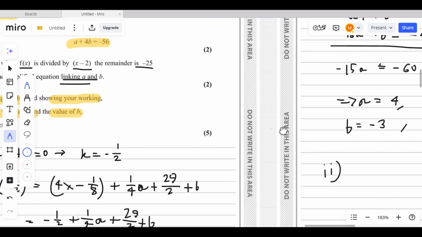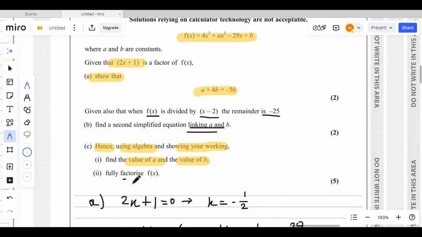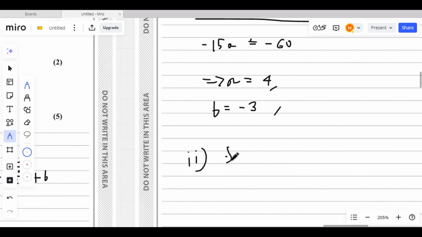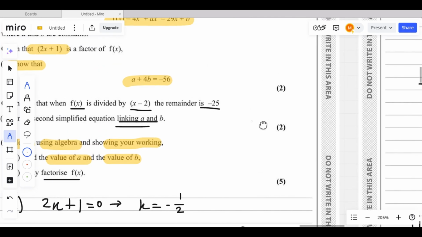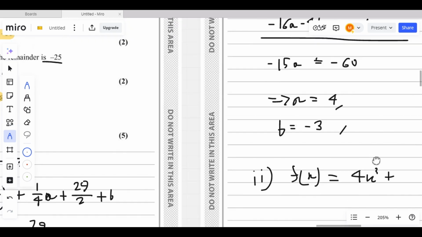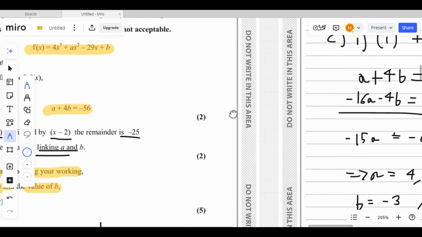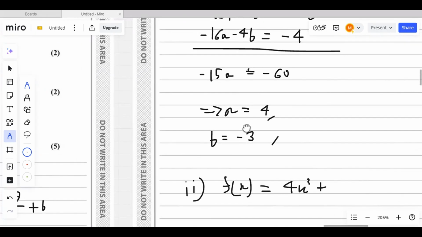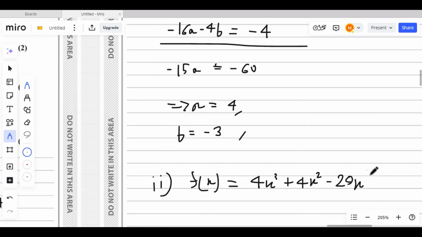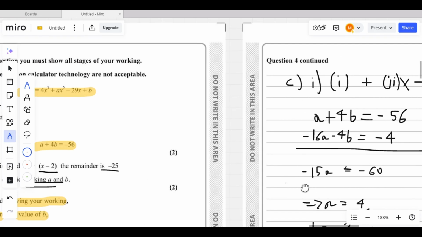For part 2, they said to factorize f of x. Okay, so at first, plug in the values of A and B. We got f of x equals to what? 4x cubed plus 4x squared negative 29x minus 3.